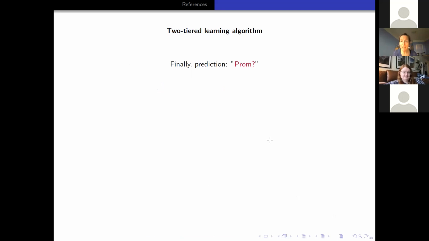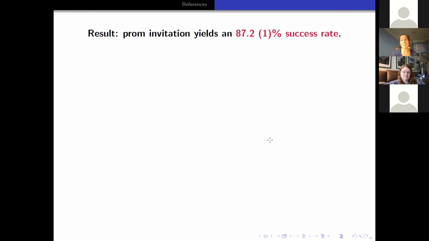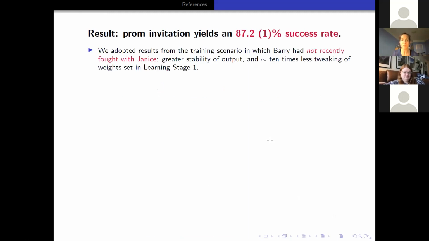So finally, what we do is we ask, will you go to the prom? And by now we assume that he is trained to understand who is asking the question. And as I showed you in the opening slide with the abstract, pretty good result here, 87.2% success rate. Pretty happy with that. A couple comments on this result. We had adopted the results from the training scenario in which Barry had not recently fought with Janice. We found that yielded a much greater stability of the output answers, and 10 times less tweaking of the weight set in stage 1 were required.